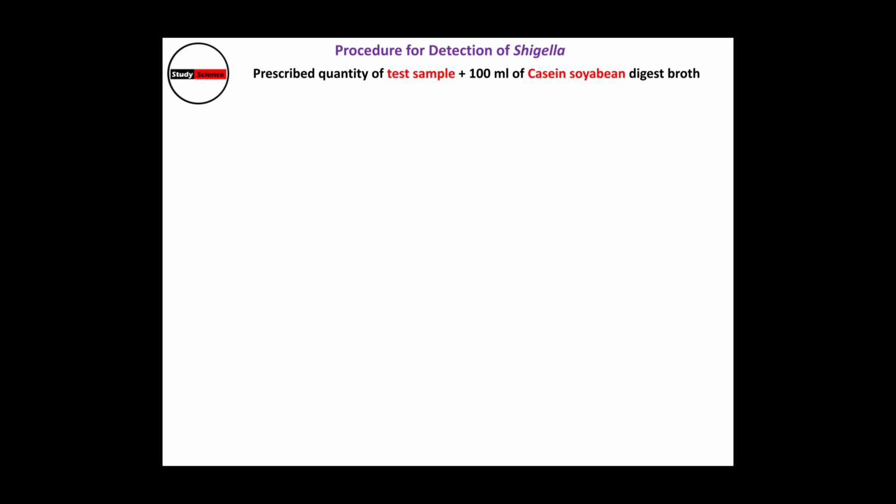Procedure for detection of Shigella. Take a prescribed quantity of test sample and add 100 ml of casein soybean digest broth. Shake it and incubate at 30 degrees Celsius to 35 degrees Celsius for 18 to 24 hours.